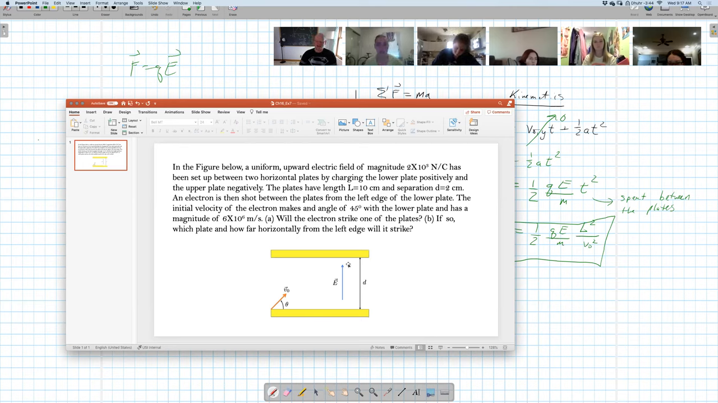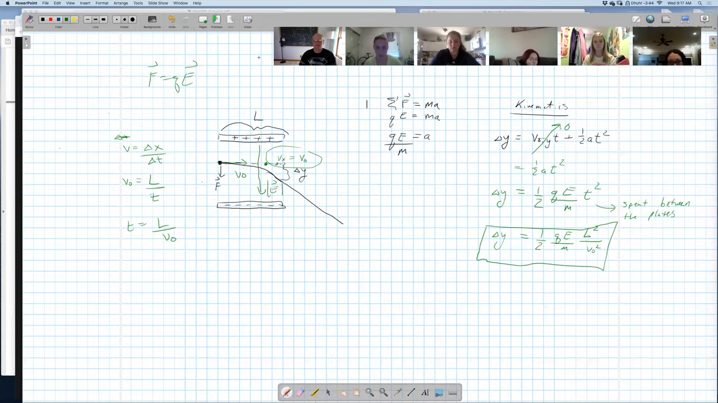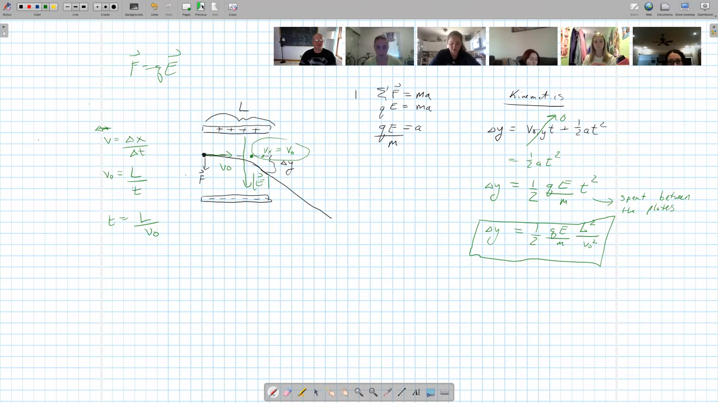And then part B then says, well, if it does hit a plate, which plate is it going to hit? So is it going to hit the top plate or is it going to hit the bottom plate? And then how far from the left edge is it going to hit? So for example, if it hits the top plate, what's this distance here? So if it hits here, what's the distance? Or if it goes like this, then what's the distance across here? So first we want to know, does it hit a plate? And then finally, we want to know if it does hit a plate, where does it hit the plate? So this is our question.